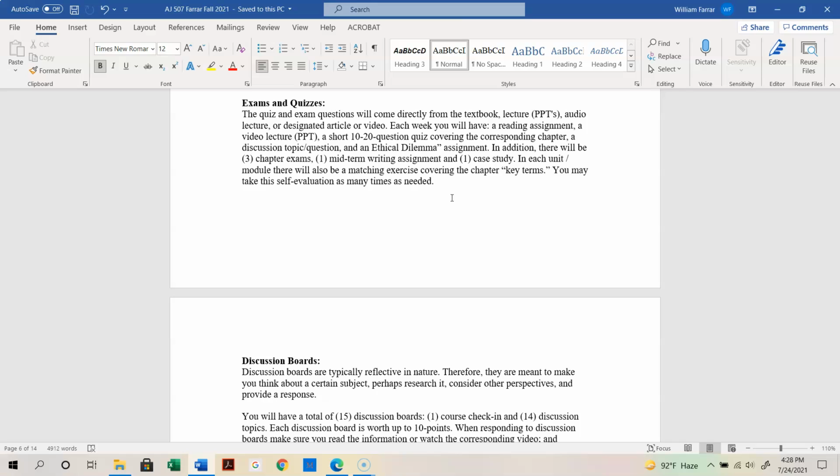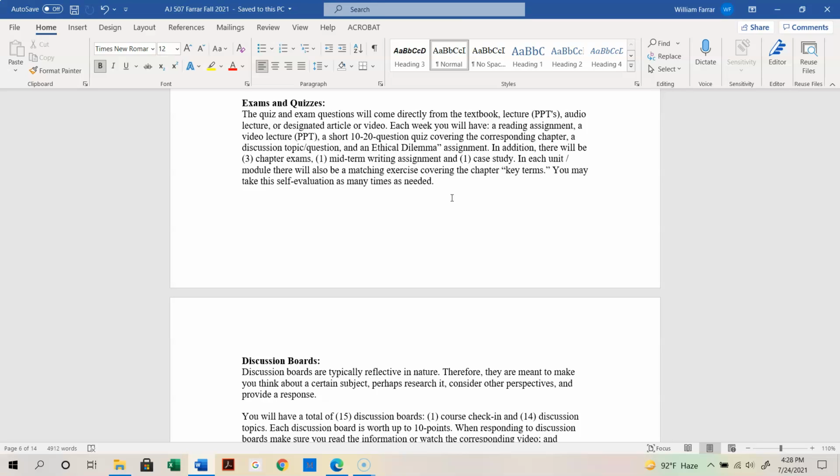And basically each week you're going to have a reading assignment. It could be the chapter reading in your book, or each module has a little introduction, if you will. You're going to have a video lecture, which is kind of like what I'm doing right now, where I'm going to do basically a class lecture on the chapter. You'll have a short 10 to 20 question quiz covering that corresponding chapter. You'll have a very short discussion topic, and then that little ethical dilemma assignment. Okay? So that's kind of like every week. So you have a couple of graded things every week.